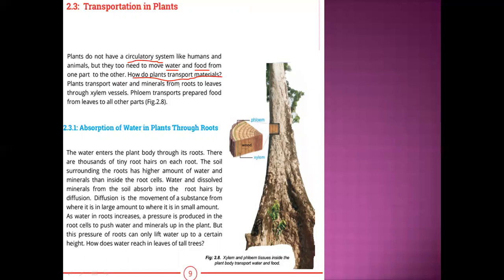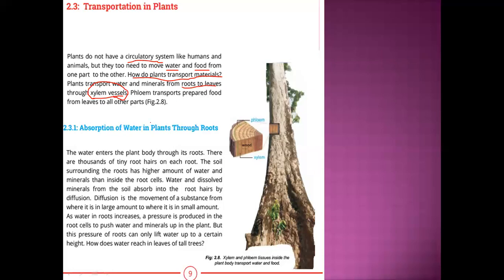Plants transport water and minerals from roots to leaves through xylem vessels. Just recall it in your mind. Which type of tissues, which you have studied in grade 6, are used for transportation in the plants? Definitely you will answer me that xylem vessels are used to transport water in the plants from roots to the leaves.